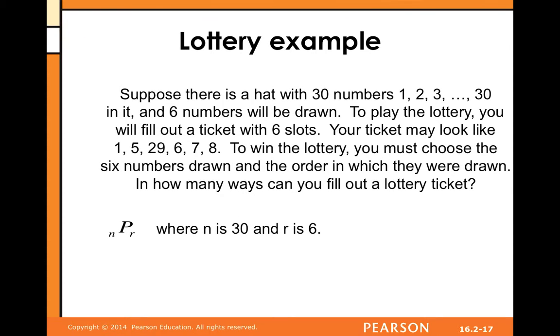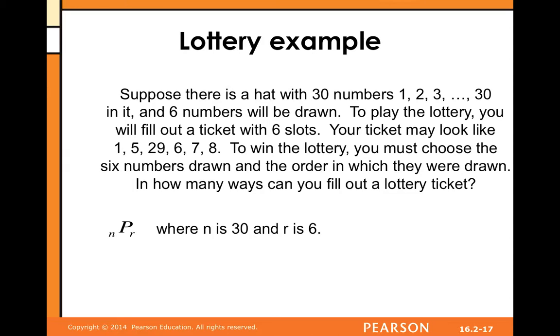Here is an example. Suppose there is a hat with 30 numbers in it, and those numbers are 1 up to 30. 6 numbers will be drawn. To play the lottery, you will fill out a ticket with 6 slots. Your ticket may look something like this: 1, 5, 29, 6, 7, 8. Suppose that these are the rules of winning. To win the lottery, you must choose the 6 numbers drawn and the order in which they were drawn. So if this is your ticket right here, 1, 5, 29, 6, 7, 8, and what is actually drawn from the hat are these 6 numbers but in a different order, then you don't win, according to this lottery.